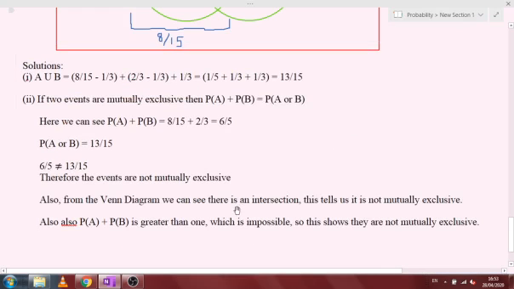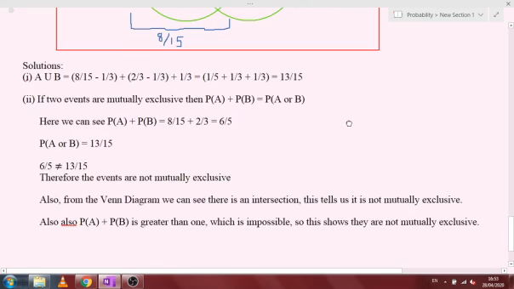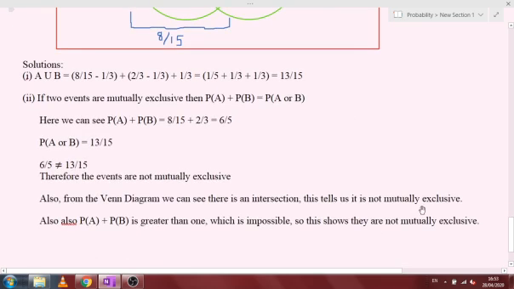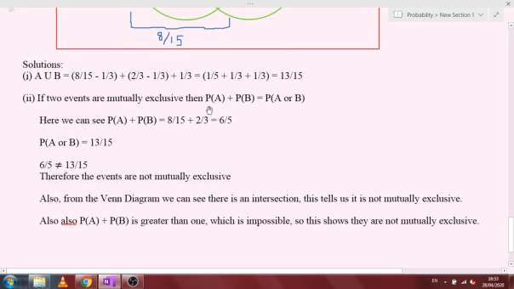So that is the technical way to do it. There's a couple of other ways as well. Just from the Venn diagram, we can see that there is an intersection. There is something in that middle section, that third. So that third being in the middle tells us that they're not mutually exclusive because obviously it's in both circles. Also, the probability of A plus B is greater than 1. The only way that can happen is if you double count. So the fact that that's greater than 1 also shows it's not mutually exclusive. But this way up here is the better way to do it.